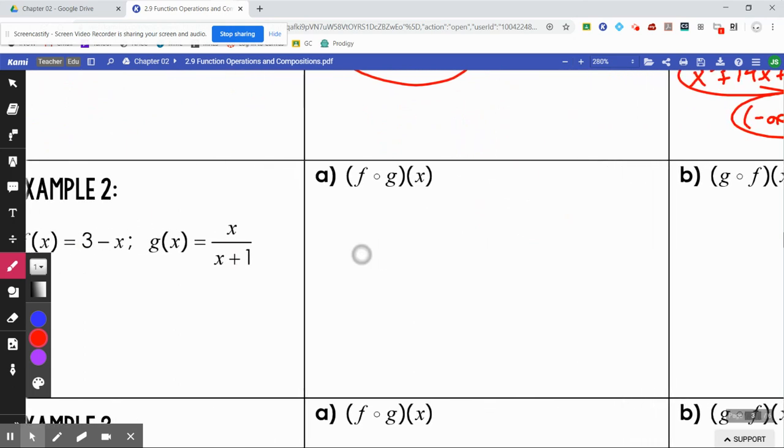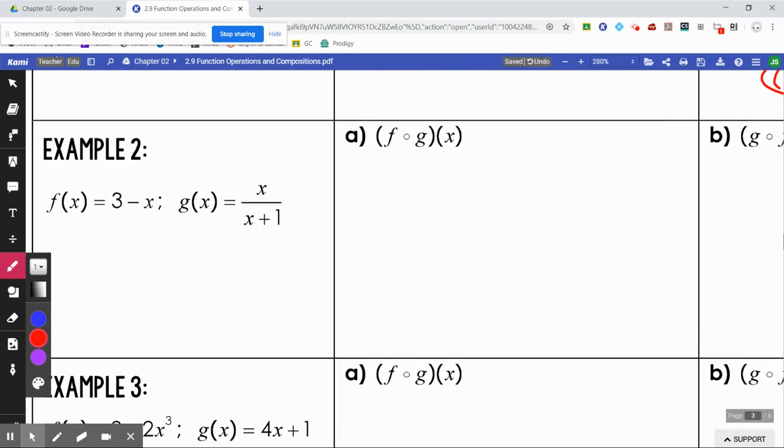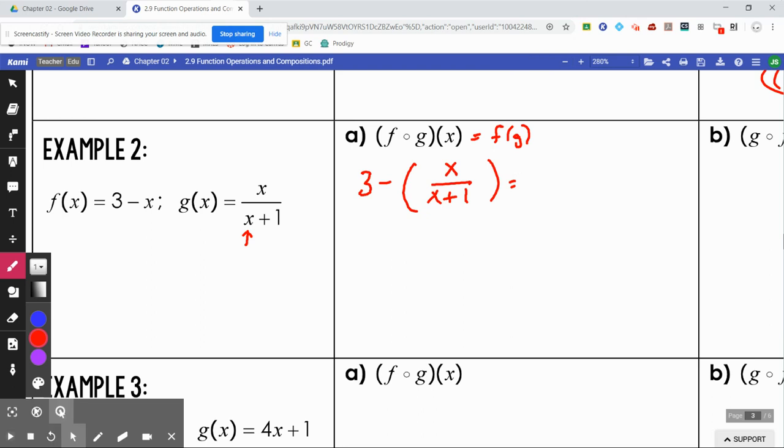The next one, f of g, and now we're going to have some domain issues here. So we've got to be careful with this one. f of g simply means, again, f of g. We're going to plug g into f. So we're going to take our f function, which is 3 minus x. We're going to take out the x. We're going to plug in our g, which is x over x plus 1.